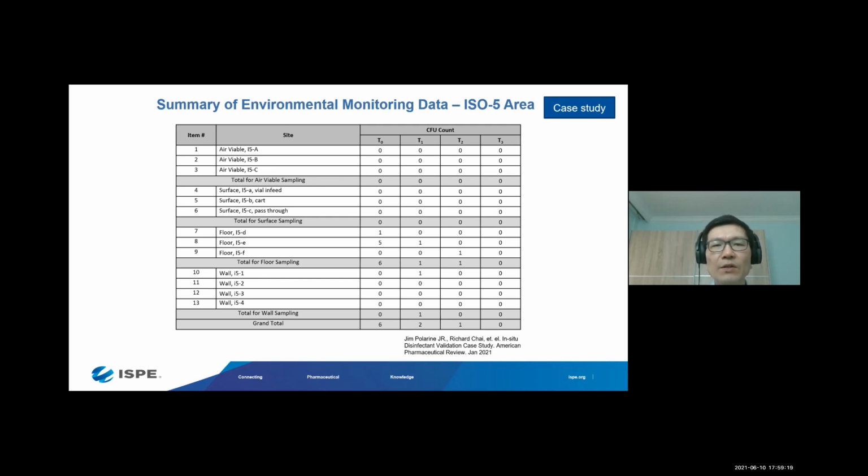T1 is after the application of the low pH phenolic disinfectant, and the count reduced to 2. T2 is the EM data for the time point after the application of the high pH phenolic disinfectant, and it reduced to 1. Finally, T3 is the EM data after the application of the sporicidal agent. You can see that all have no counts. So you can see a downward trend of the microorganisms. Next.